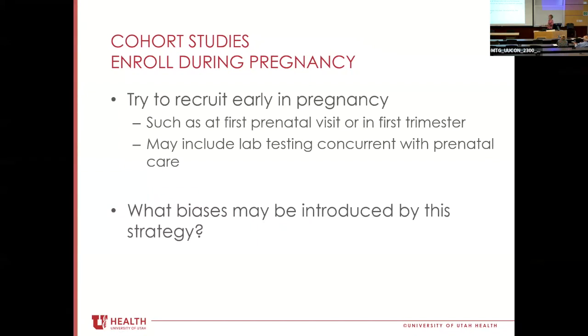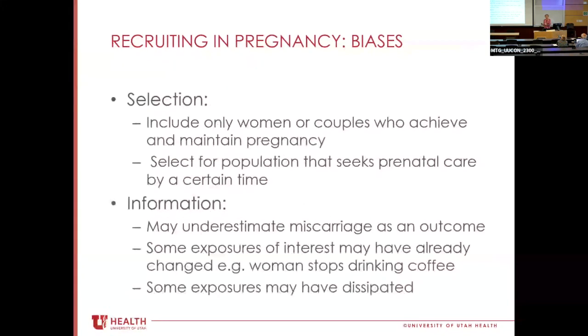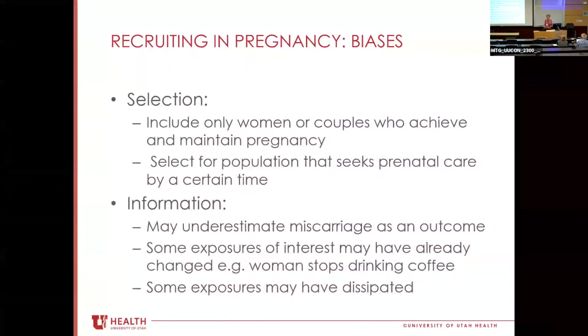But even if we're starting at a first trimester visit and doing lab testing and all that stuff, we've already got bias, because who have we missed? We've missed people who didn't conceive. We missed people who maybe did conceive and had an early miscarriage. And that might be important and interesting too. So we can't forget that although every study can be helpful in giving us information, we still got to think about who's not there. Like, where's our selection bias? Where's our information bias? And what can we do better?